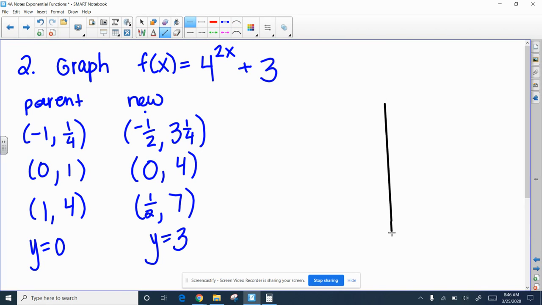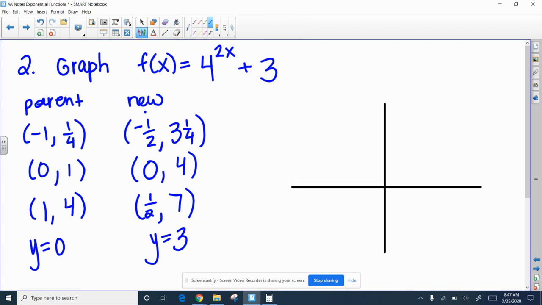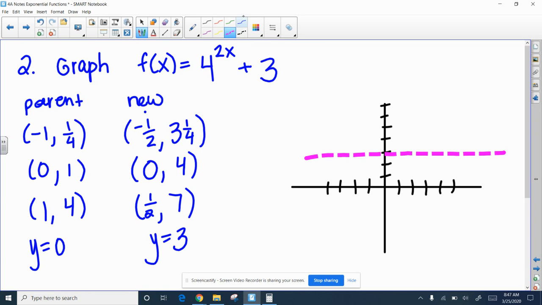So if we are graphing it, here's what your graph would look like. We've got our horizontal asymptote at y equals 3, and then our points would look like this. And there is our graph. So if you've got that graph, go ahead and move on to the next problem. If you didn't get that or didn't get these coordinate points, let's go through the process together.